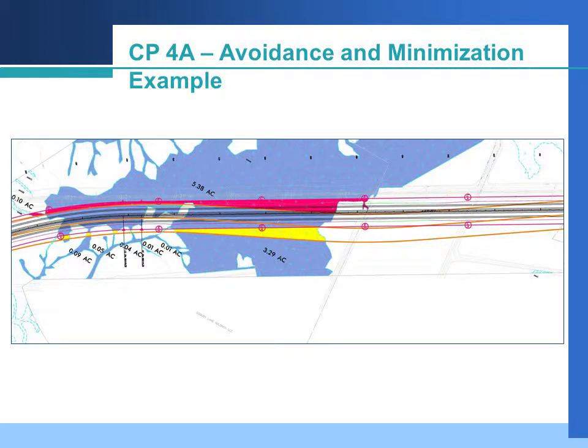In this example, the roadway was realigned to the south. The red highlighted area shows where wetlands are avoided as a result of the realignment. The yellow shows newly impacted areas. The new alignment, shown in orange, would reduce wetland impacts by approximately 2 acres.